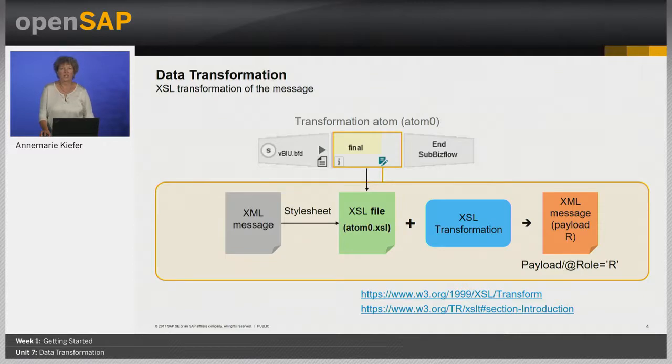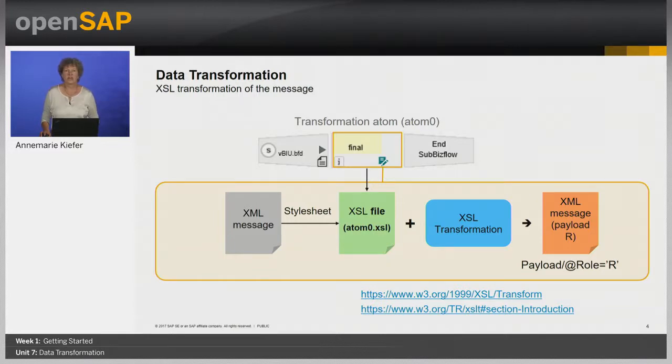XSL is a style sheet language for XML documents. You can use XSL transformation statements to convert an XML file into another format, such as, for example, HTML. In the integration framework, however, we use XSL transformation statements to transform the XML message being processed. When you define a scenario, you add your data transformation statements to the atom XSL file. In synchronous scenarios, this is the response message the integration framework returns to the original sender or caller.